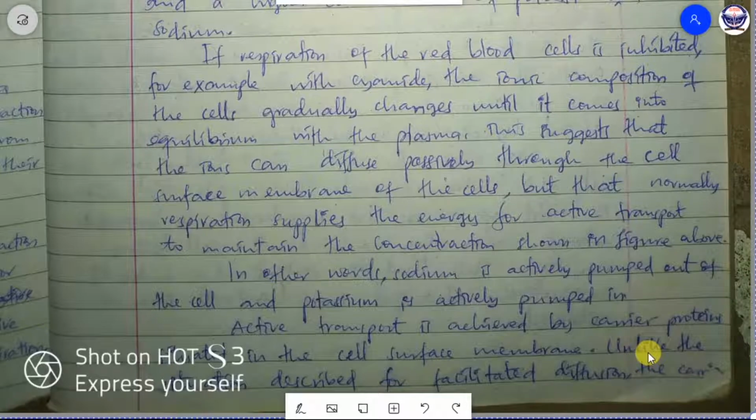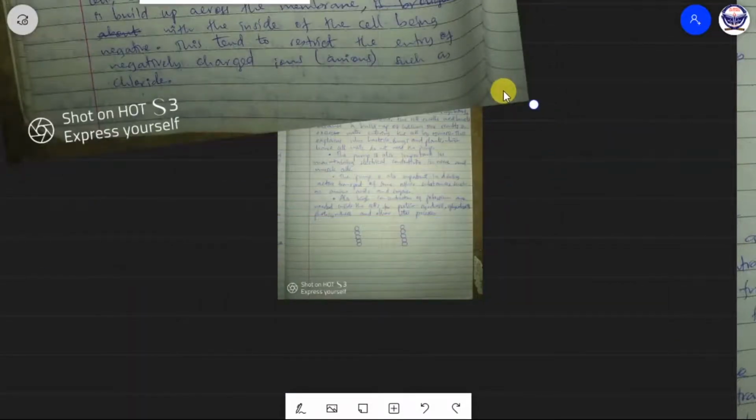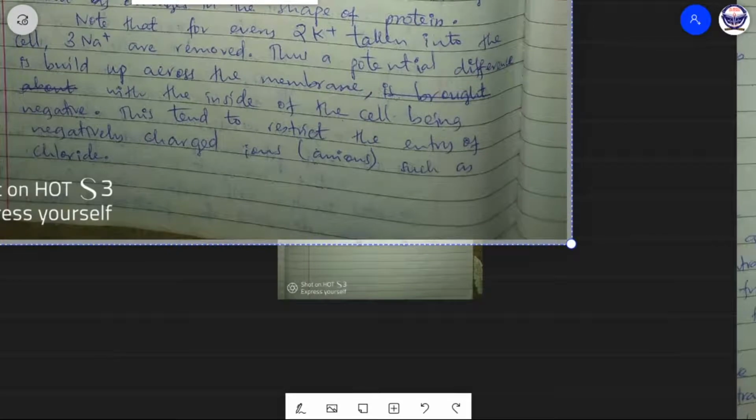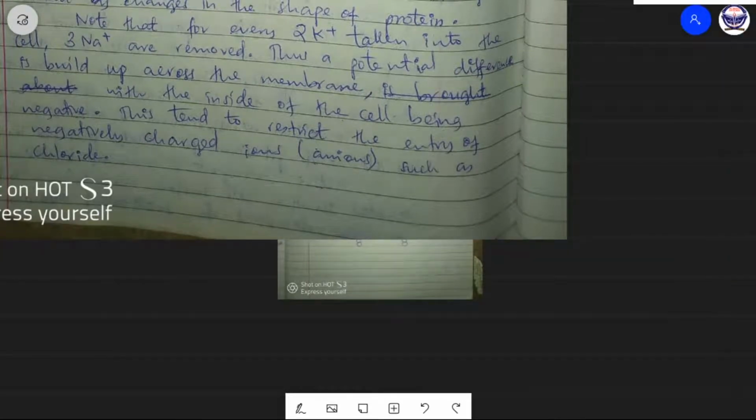Unlike the carrier proteins described above for facilitated diffusion, the carrier proteins in this case use ATP. That's the one major thing that is different from the first one. The carrier proteins in this case use energy, or they require ATP in order to function.